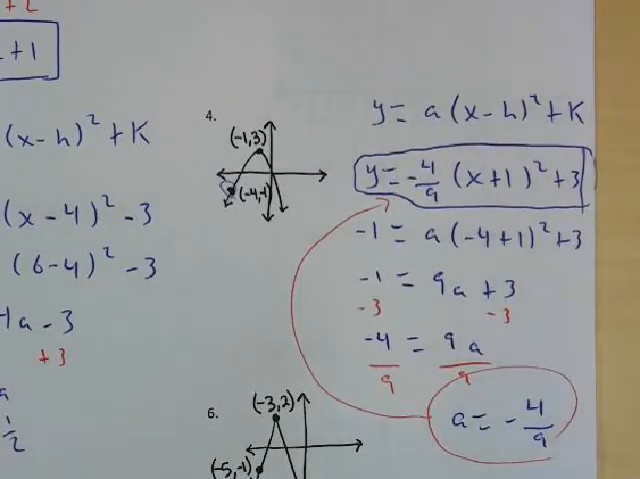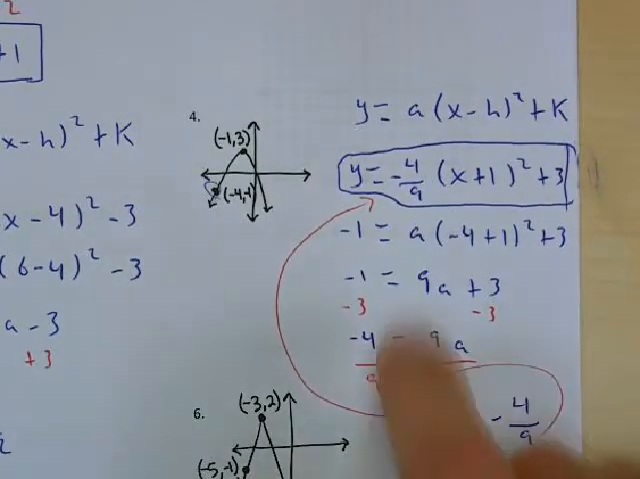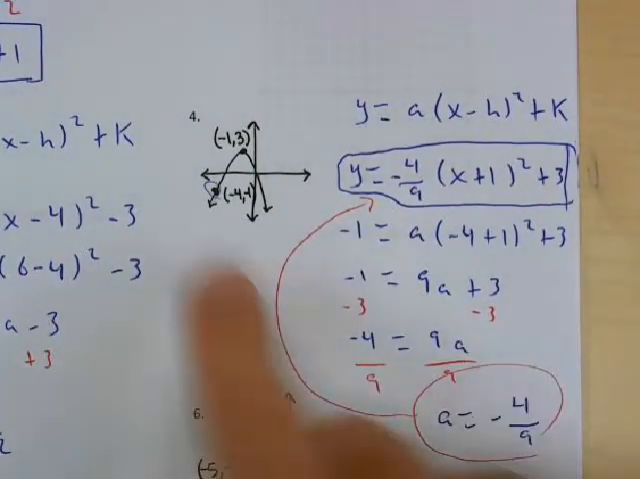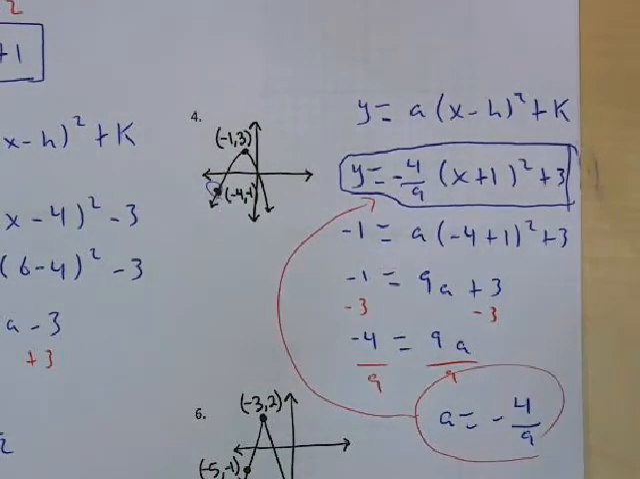Okay, and then always just check your answer. Does that sound right? Yeah, it's negative, and we're opening down, so that's good. And then -4/9, a fraction means it's going to be a little bit wider than normal. Yeah, that looks a little bit wider than normal.